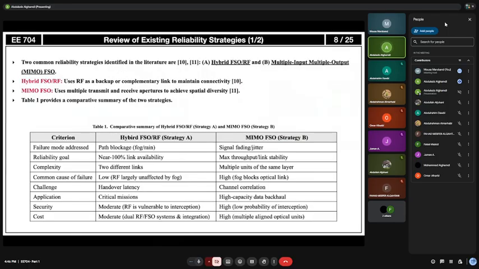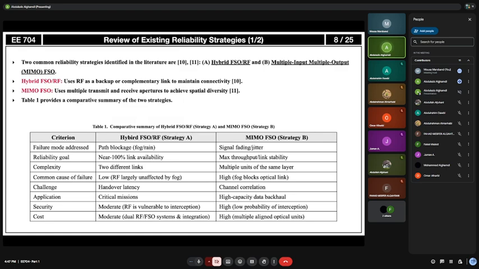We reviewed the existing reliability strategies, and we identified two common strategies that we found in the literature. The first strategy is the hybrid FSO-RF, and the other strategy is the multiple input, multiple output FSO system. In the hybrid FSO-RF, we use the RF as a backup or as a complementary link to maintain connectivity. While in the MIMO FSO, we use multiple transmit and receive apertures to achieve spatial diversity.